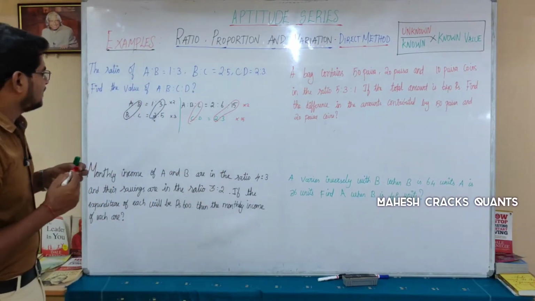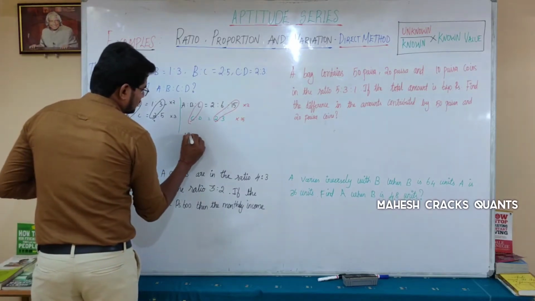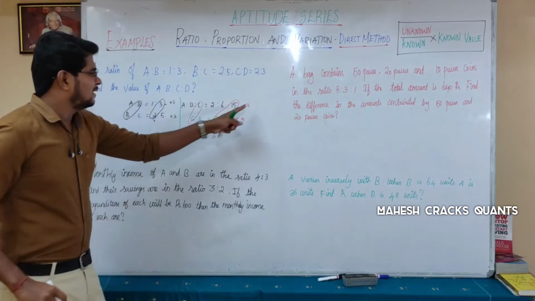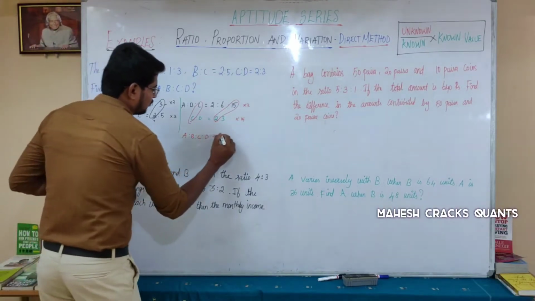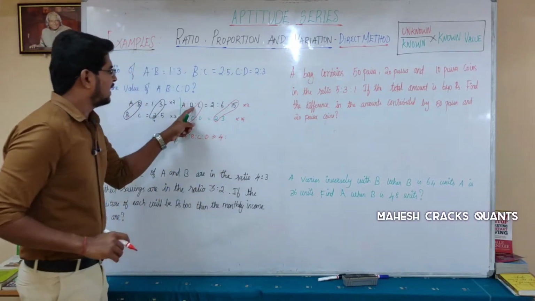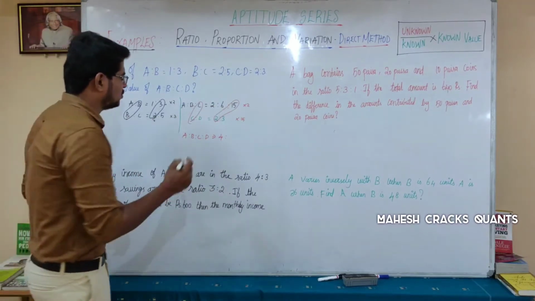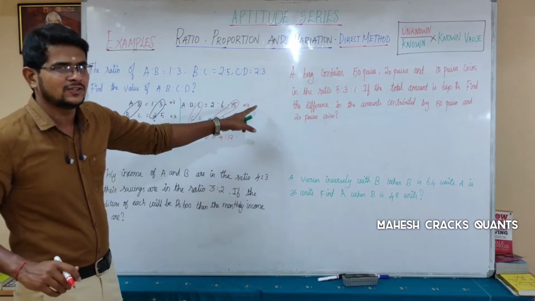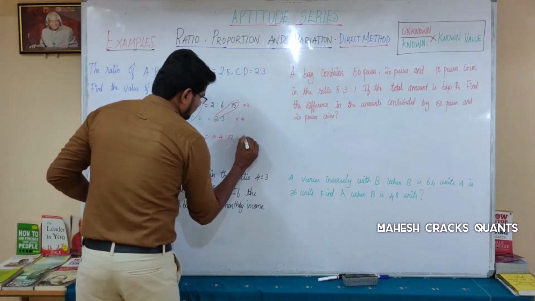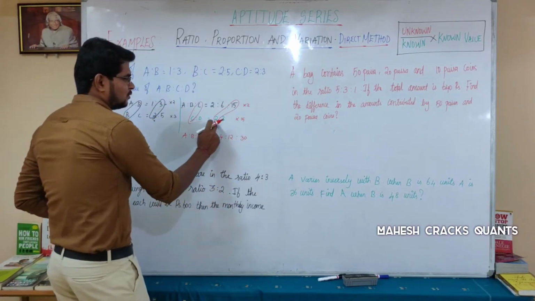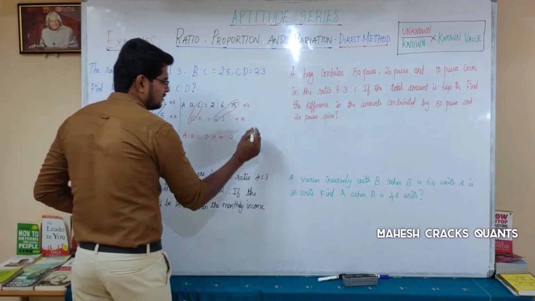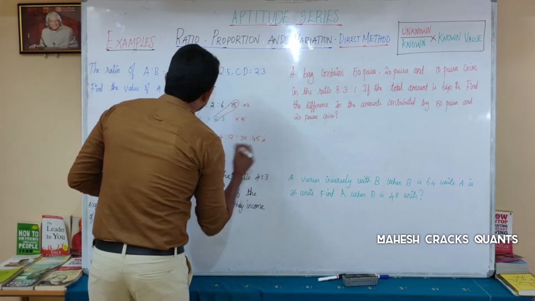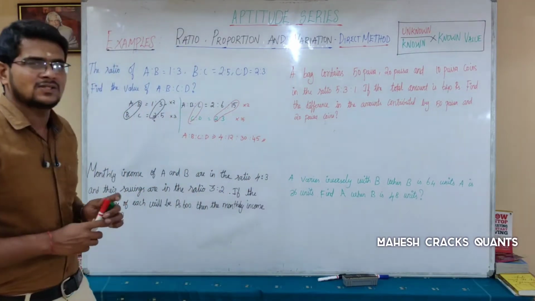So multiply, and you will get the value of A is to B is to C is to D. Multiplying by 2, you will get 4 in the place of A. For B, 6 into 2, 12. And C here, 15 into 2, 30. The same C value here, 2 into 15, again 30. D value is 3 into 15, 45. This is the answer of A is to B is to C is to D.